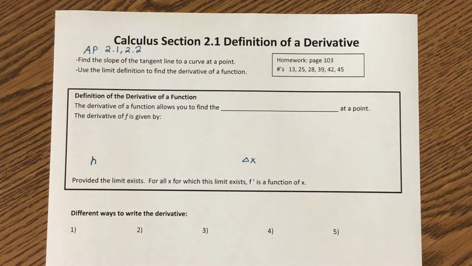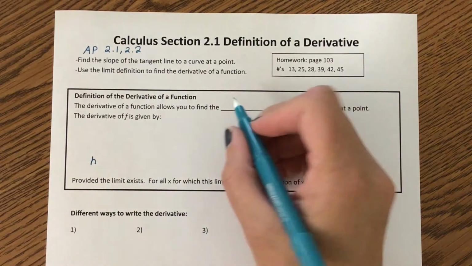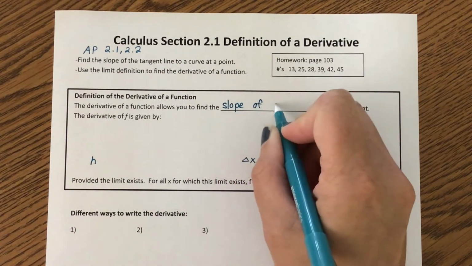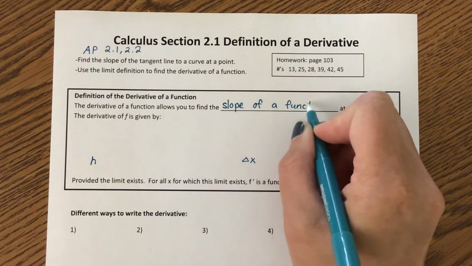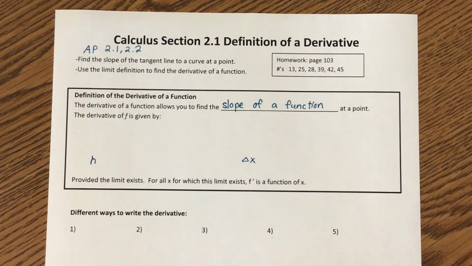Okay, so let's talk about the derivative of a function. A derivative allows you to find the slope of a function at a point. Sometimes you have a straight line and you can find slope using rise over run. That's easy stuff that you've been doing since pre-algebra. But sometimes we have a curve function instead of a straight line.